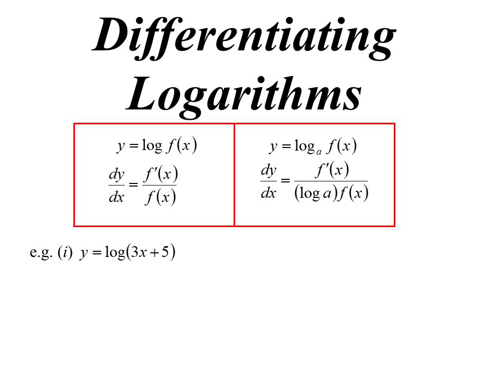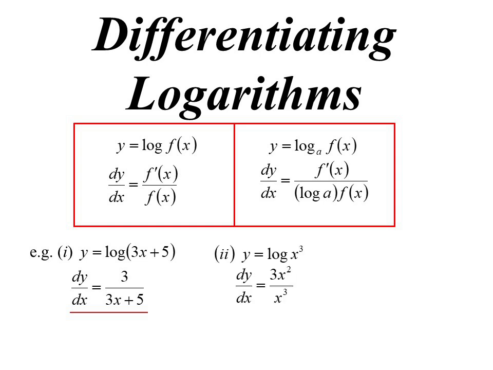We get something like this. Derivative on function, that's all we have to remember. Derivative on function, so differentiate it, and we just put that function on the bottom. There it is, 3 on 3x plus 5. Derivative on function, 3x squared on x cubed. But I should simplify that to 3 on x.